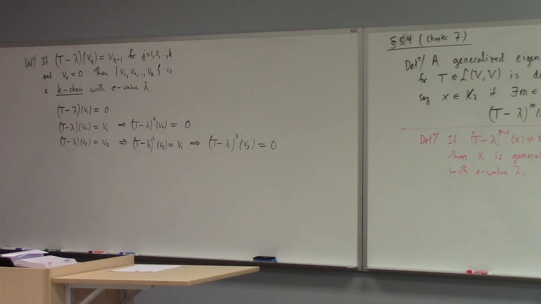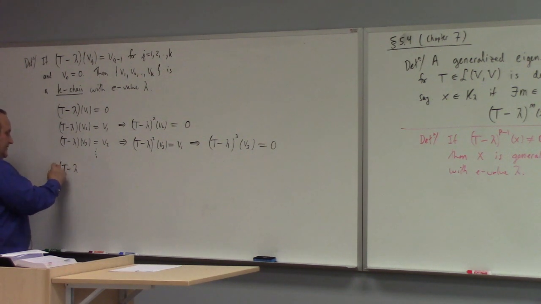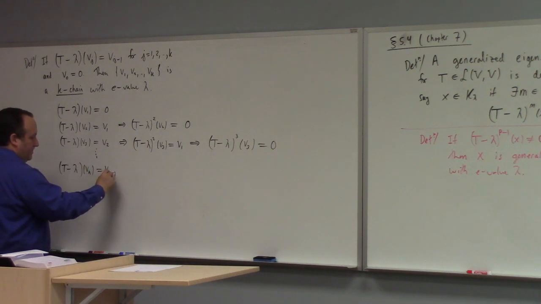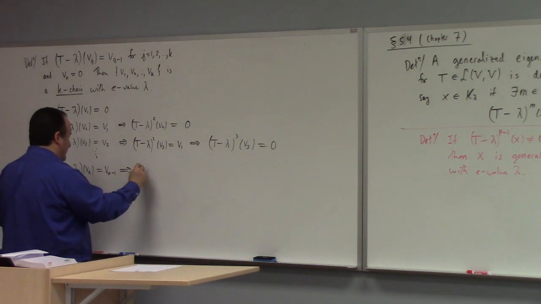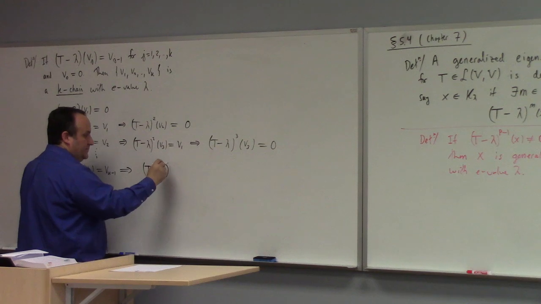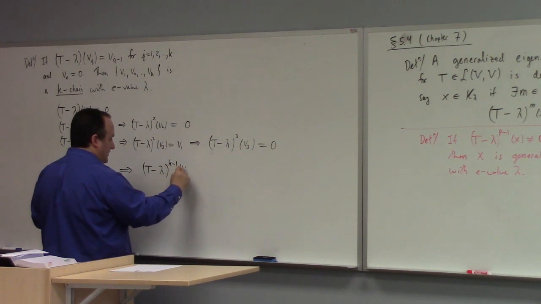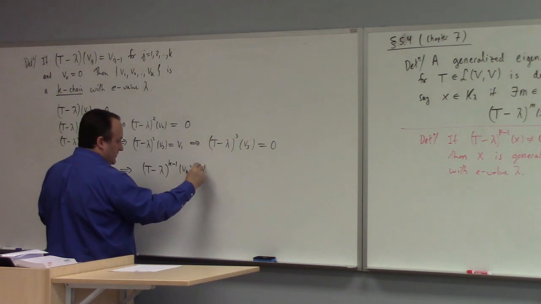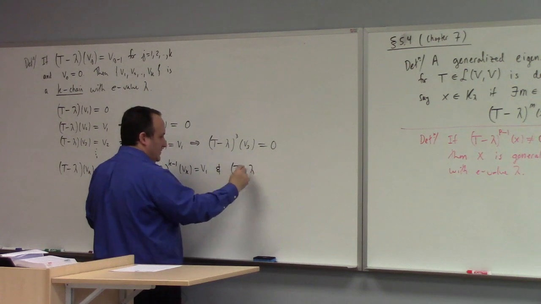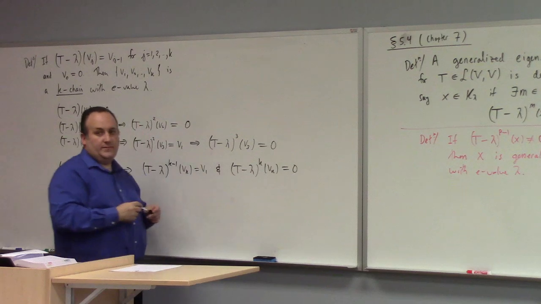So this continues until we get to the last one. And after a little bit of calculation, or perhaps an induction proof, if that's what floats your boat, we get that (T minus lambda)^(k minus 1) acting on vk is v1, and (T minus lambda)^k acting on vk is equal to 0. So what does this all mean?